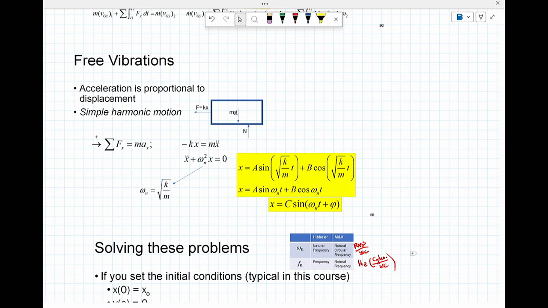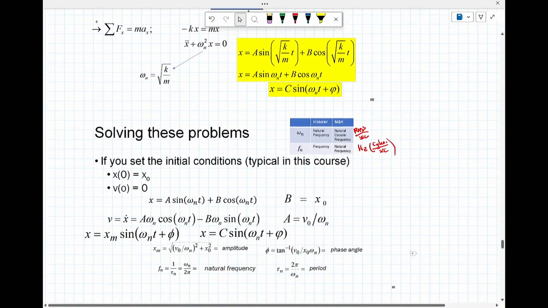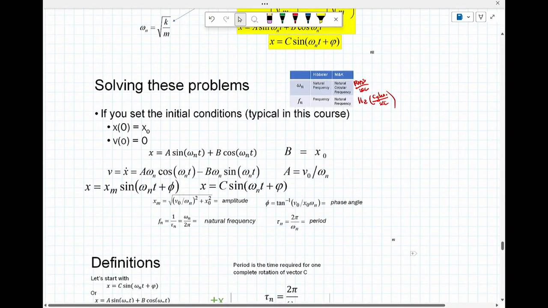Natural circular frequency, natural frequency. Ignore the Hibbler for now. I was trying to deal with, I think I started these in, well, we switched books at one point in this course.